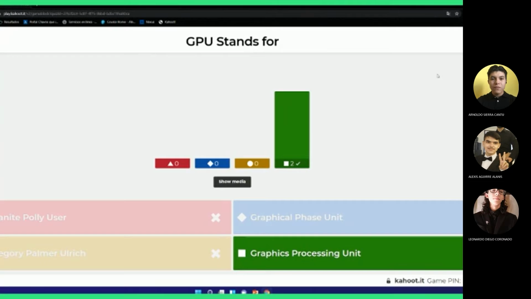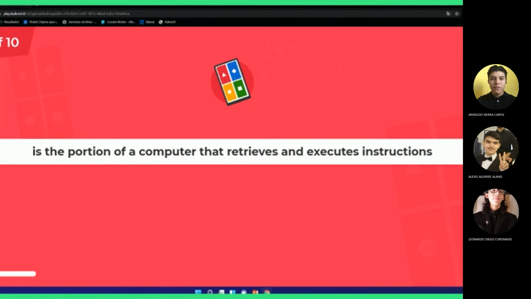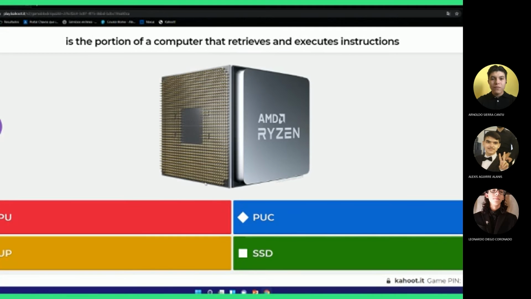Yeah, obviously it stands, as we saw, for Graphics Processing Unit. Okay, Leo is in top one mainly because he's faster. Question number two: what is the portion of a computer that retrieves and executes instructions?